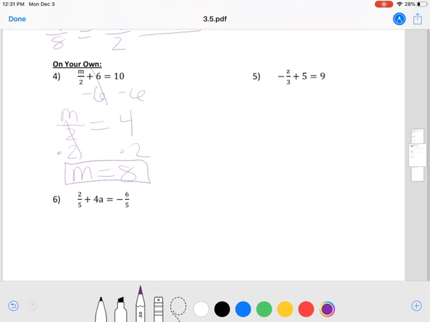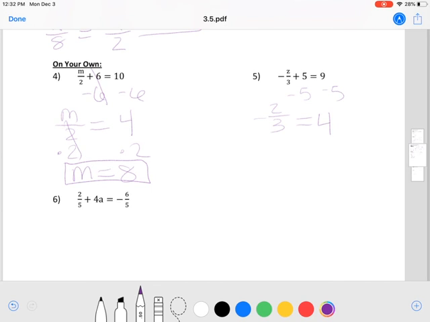All right, number 5. Negative z divided by 3 plus 5 equals 9. First step, we see that plus sign, so we know that we have to undo that with a subtraction. So we're going to subtract 5. So we have negative z over 3 equals 9 minus 5, which equals positive 4.